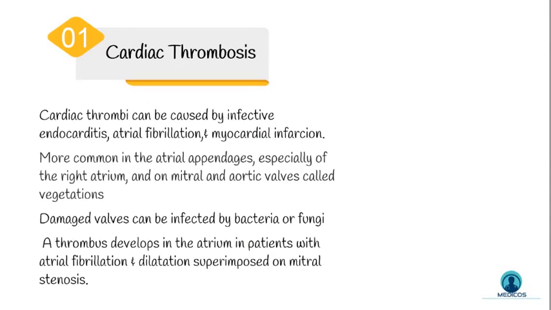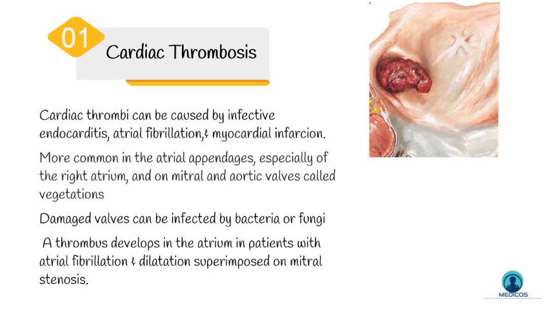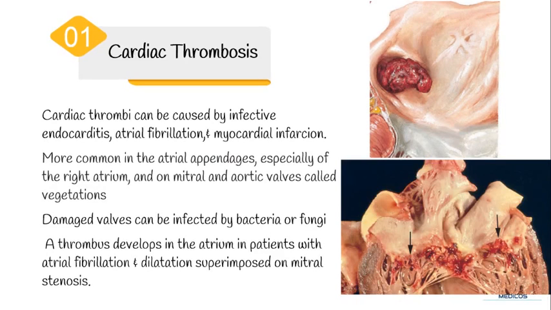Cardiac thrombi can be caused by infective endocarditis, atrial fibrillation, or myocardial infarction, and they are more common in atrial appendages, especially in the right atrium, and on mitral and aortic valves. This type of thrombi is called vegetation, which may also be seen in infective endocarditis and non-bacterial thrombotic endocarditis. A thrombus can develop in the atrium of patients with atrial fibrillation and dilation caused by mitral stenosis.